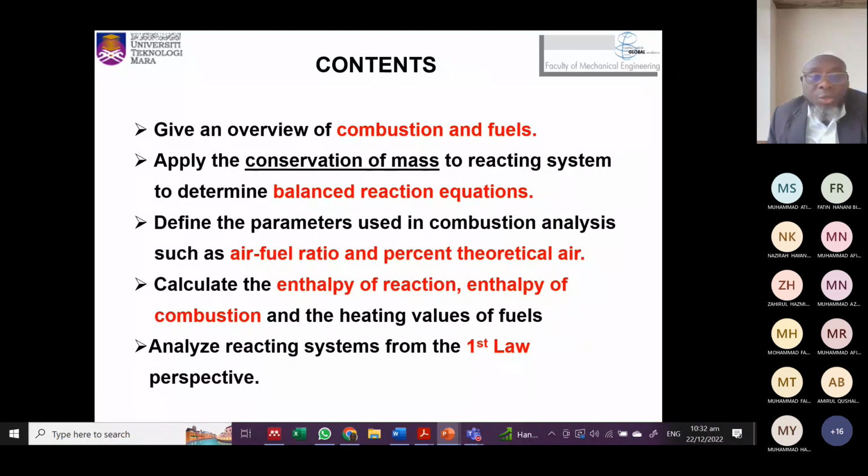We'll be looking at various fuels such as methane, ethane, and so on. When they react with atmospheric air, what will be the balanced equation or the products of the combustion? We'll look into all those details. And then we will have a look at some very important definitions related to combustion, such as air-fuel ratio and percentage of theoretical air.